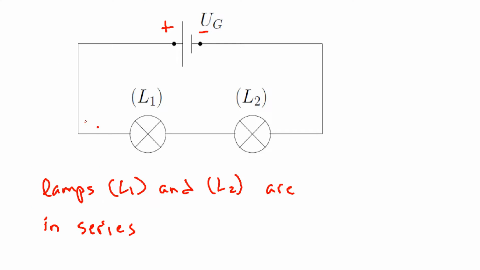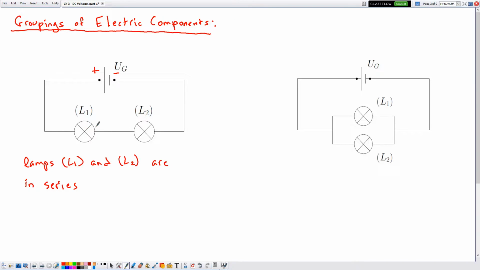And this is because they only have one terminal in common. Whenever two electric components only have one terminal in common, they are said to be in series. For example, here the battery and the lamp have one terminal in common, which is given by this terminal. Then the battery and the lamp L1 are said to be in series. The lamp L2 and also the battery are said to be in series because they have one terminal in common. The terminals of the battery are given by this and this.